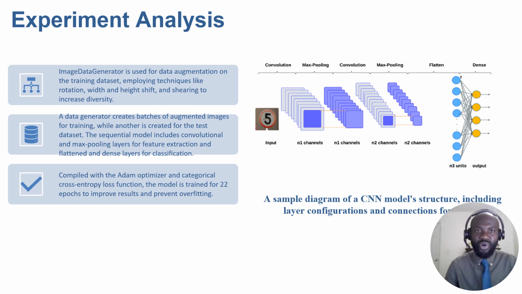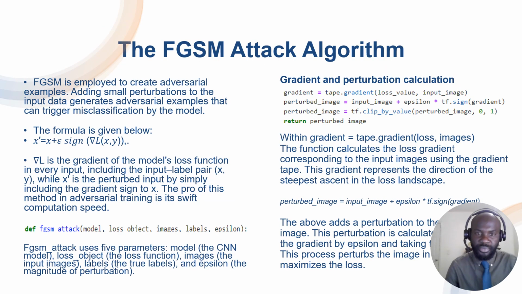Like I said before, the training spanned 22 epochs with the Adam optimizer and categorical cross entropy loss to optimize performance and combat overfitting in our model, for us to be able to get the required results.